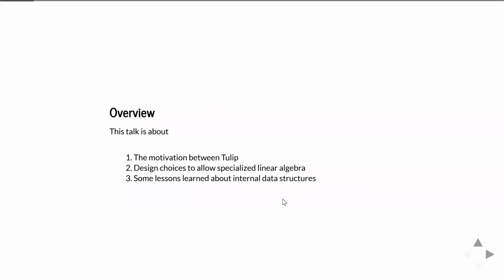All right, so today, what I want to talk about is first the motivation behind Tulip.jl, so how it came to be. And then more specifically, I'll talk about some design choices that I made in the code to allow the use of specialized linear algebra. And then I'll finish with some lessons learned about internal data structures when you're writing an optimization solver. At any point, don't hesitate to ask questions or interrupt me, because I think the overall presentation is actually going to be fairly short.